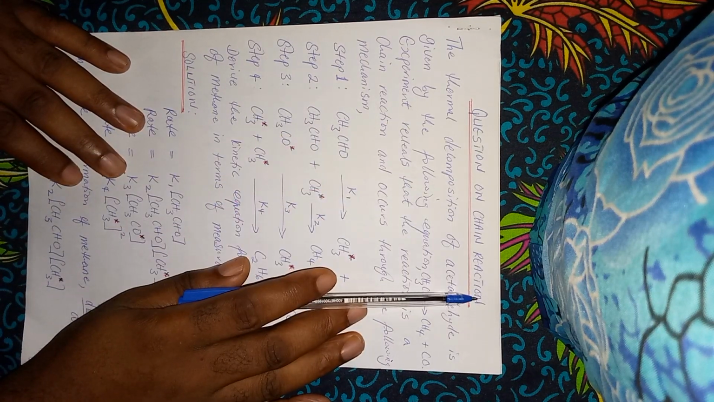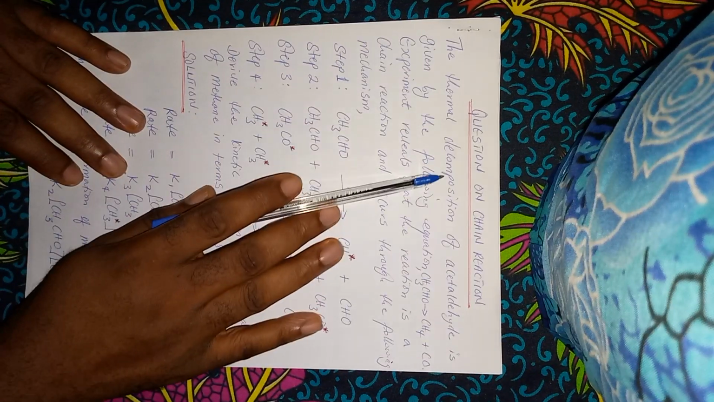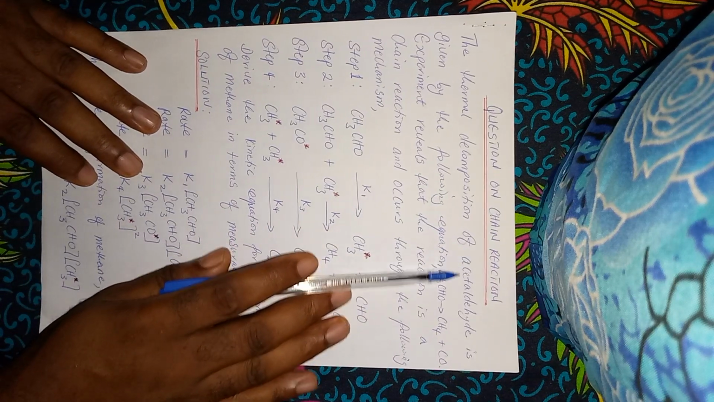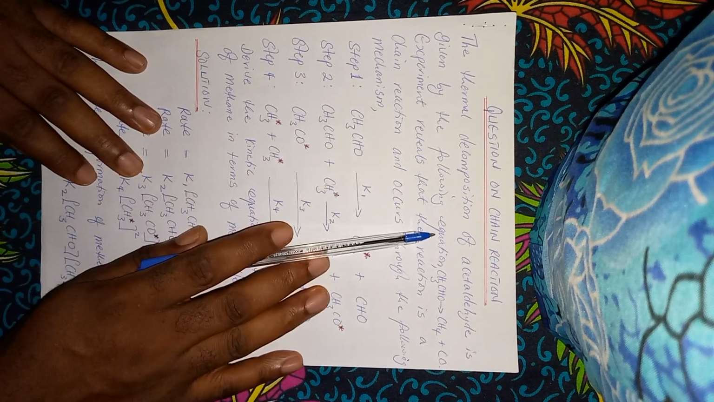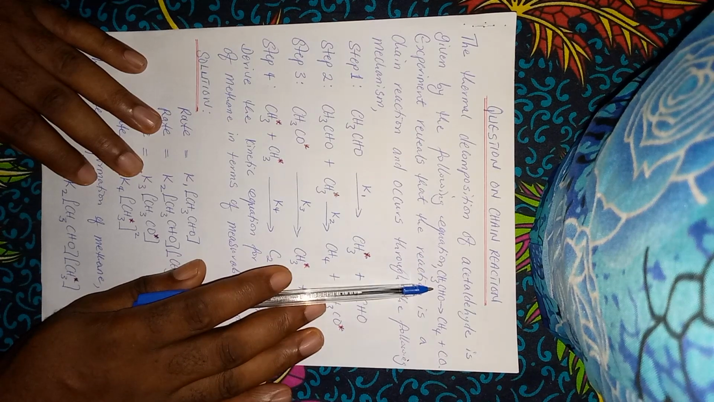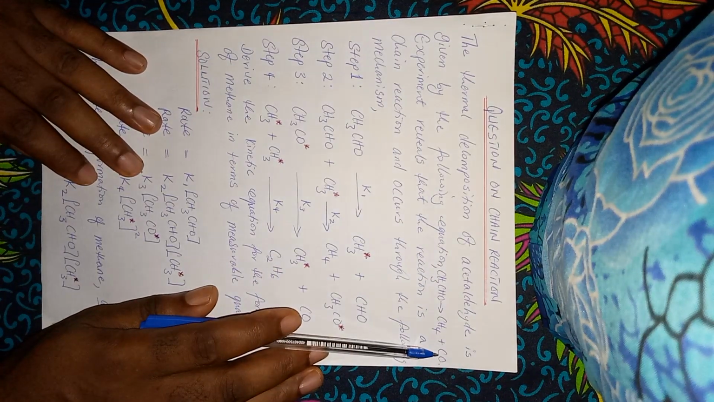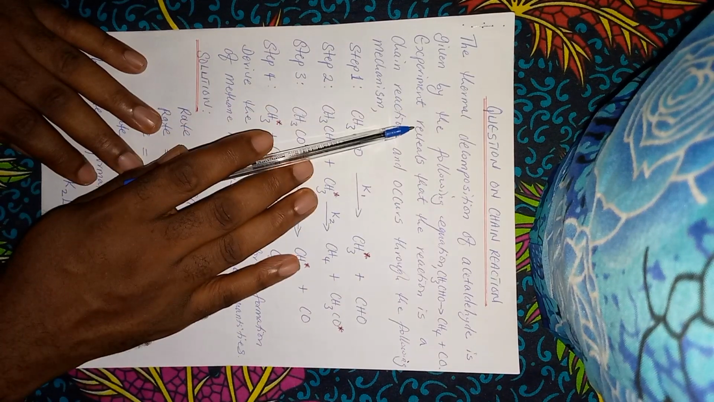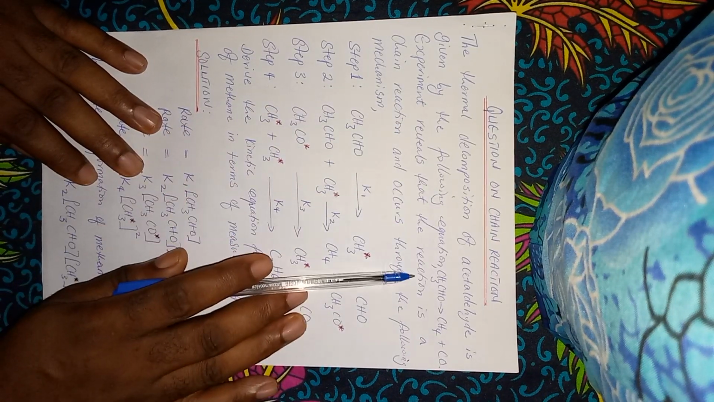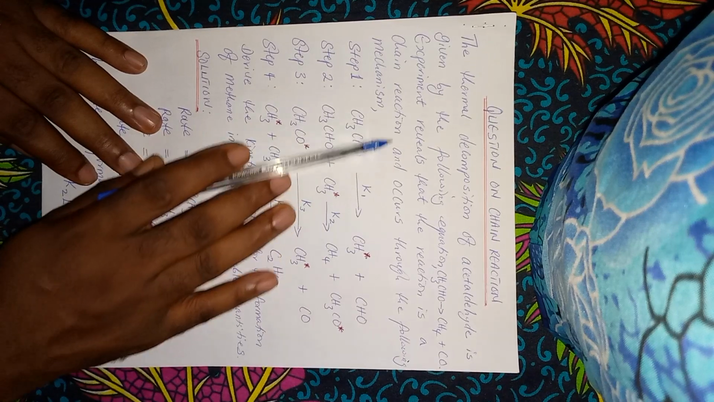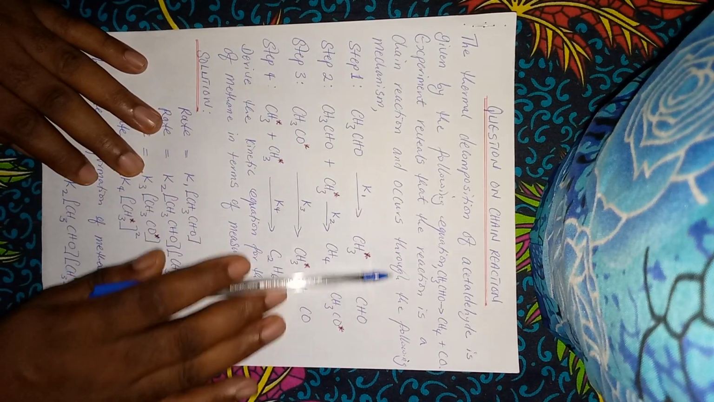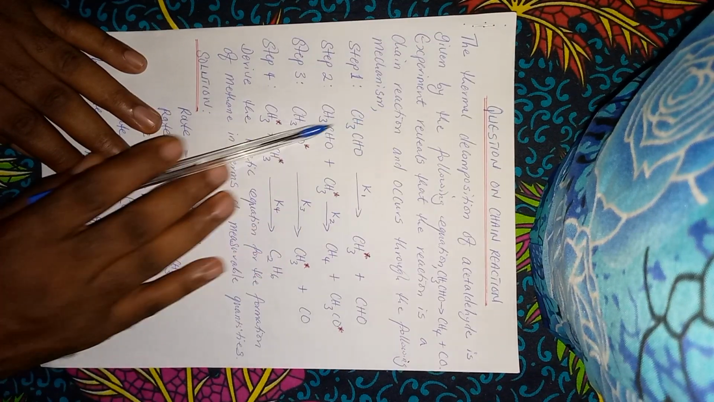Question on chain reaction. The thermal decomposition of acetaldehyde is given by the following equation: CH3CHO to produce CH4 plus CO. Experiment reveals that the reaction is a chain reaction and occurs through the following mechanisms.